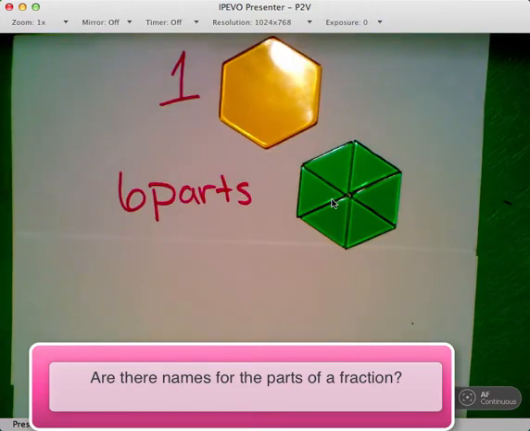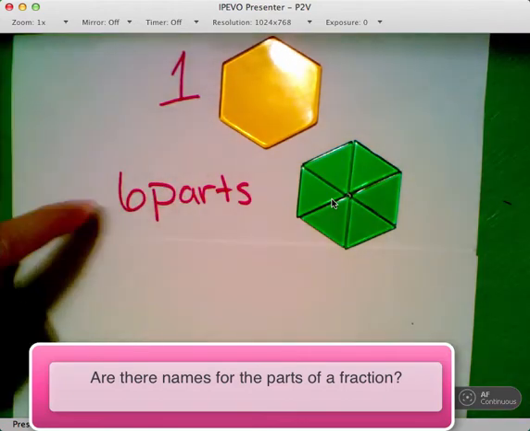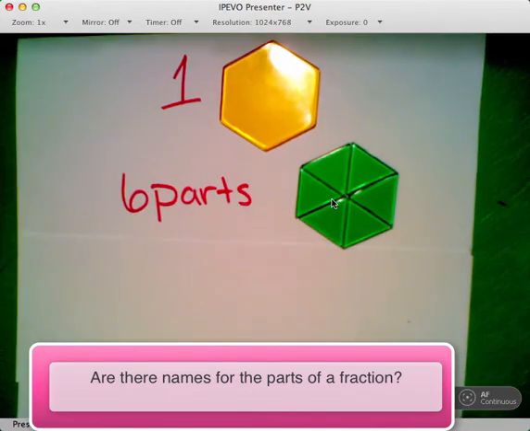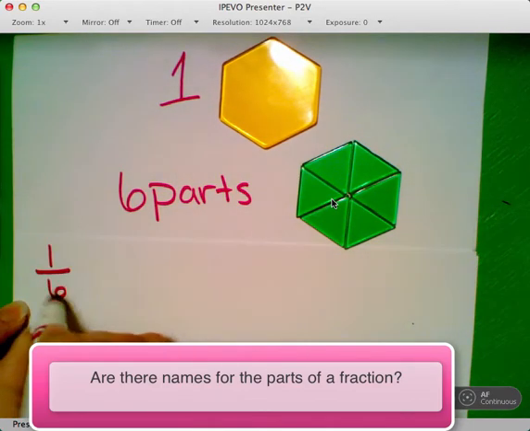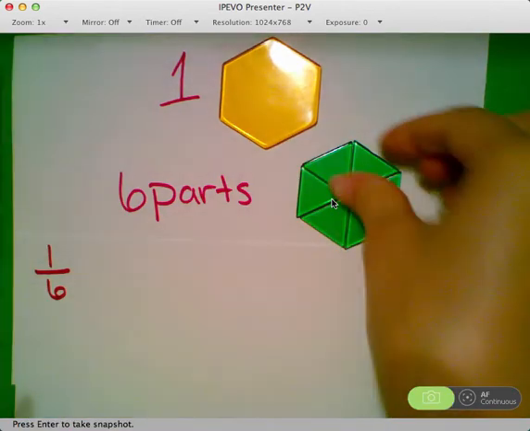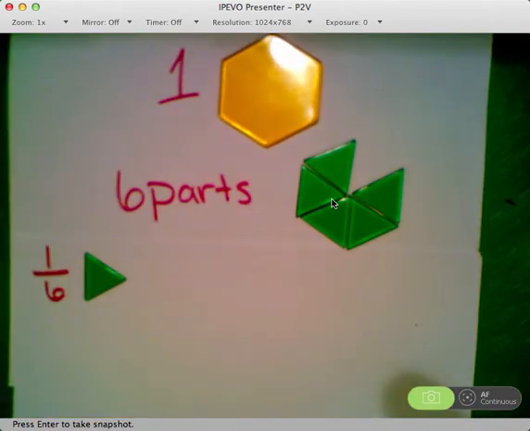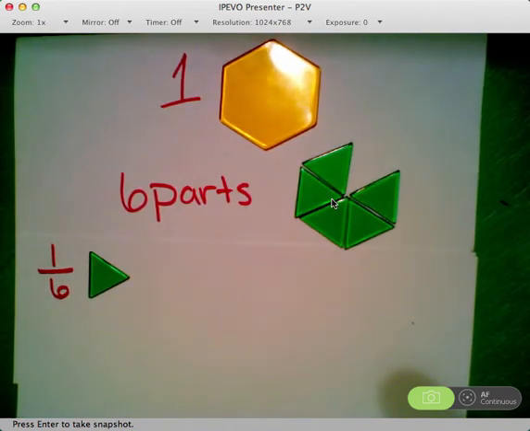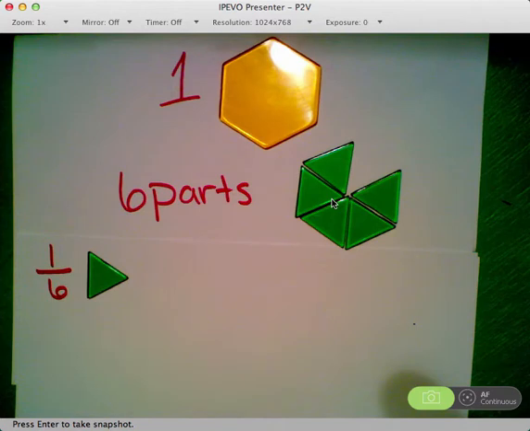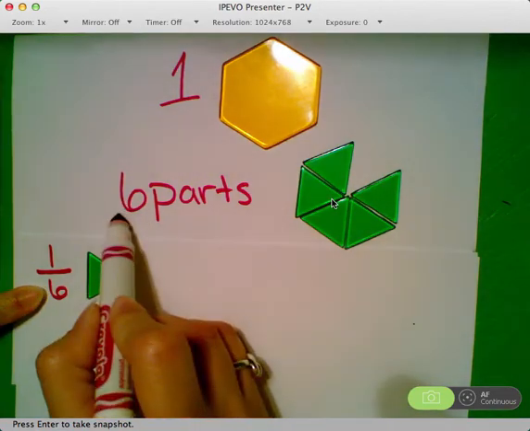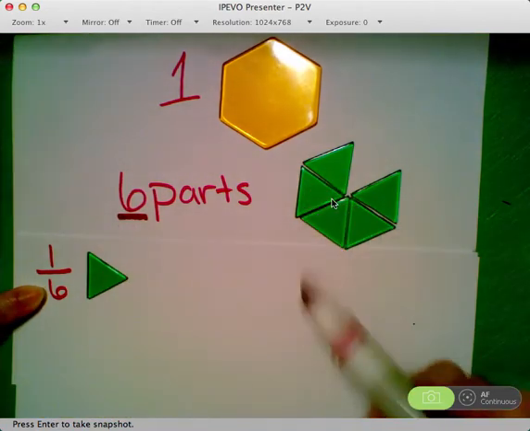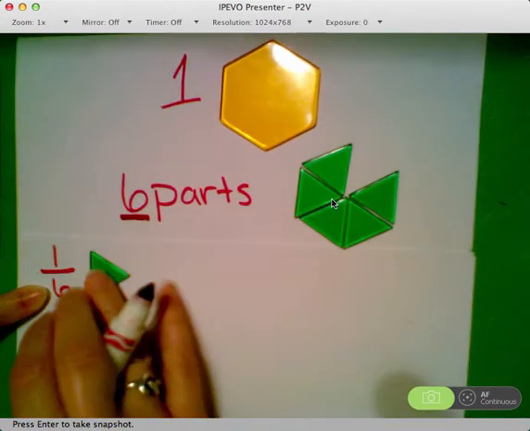Okay, so we're back to having one whole hexagon that has 6 parts. And we're trying to figure out if a fraction, like we had earlier, 1/6, remember we had 1/6 of the hexagon? If this top number and bottom number have special names. What do you think? Well, let's start with the bottom. How did we get this number? That's right, we looked at how many total parts were in the whole. That's called the denominator.